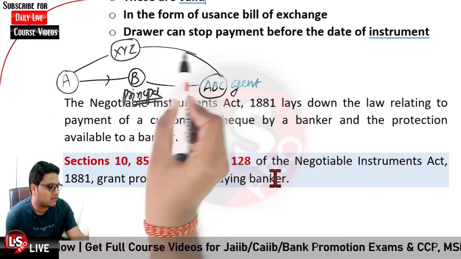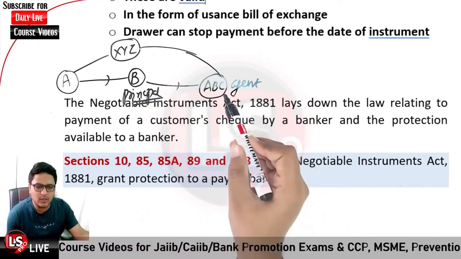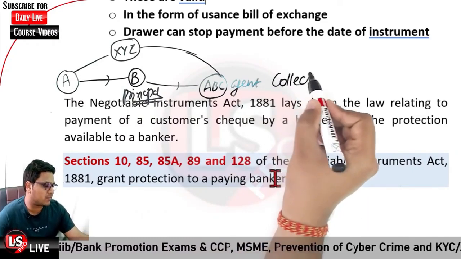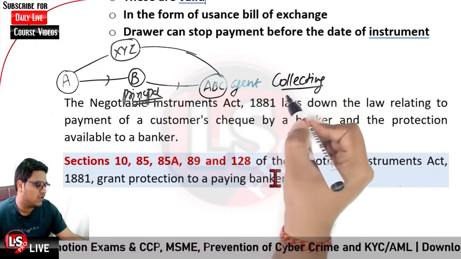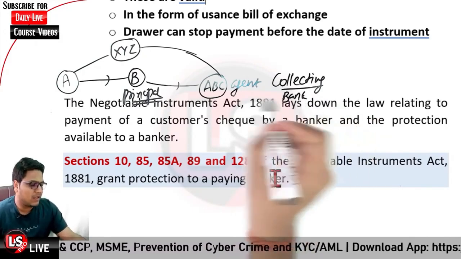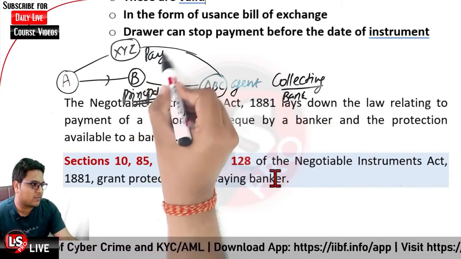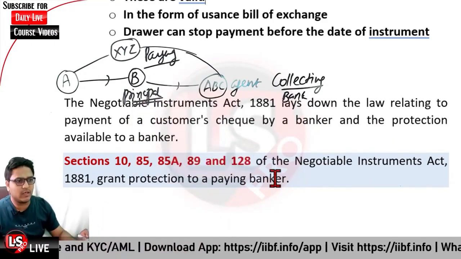In that case, who would be the paying bank and who would be the collecting bank? Now ABC is acting as the collecting bank, and XYZ is acting as the paying bank over here.